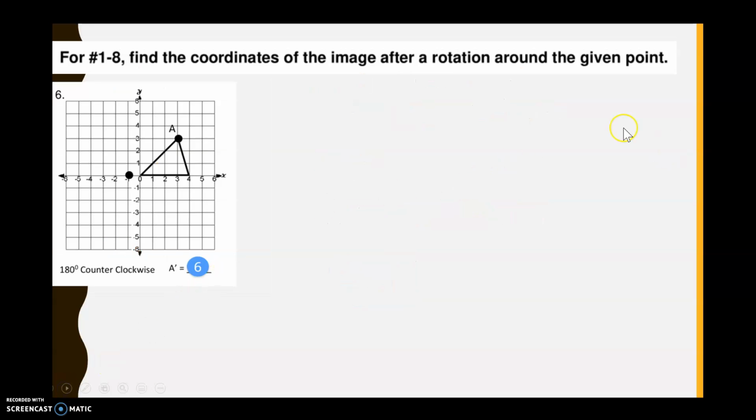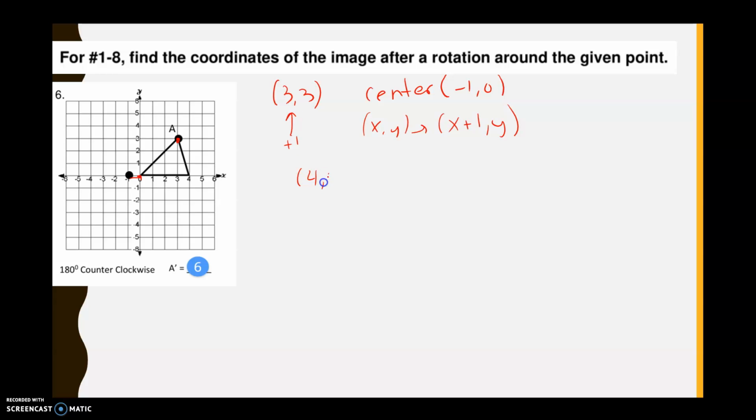Number 6, same idea here. My point that I'm looking at is 3, 3. My point here, 3, 3, and my center is -1, 0. First thing I want to do is I want to get this point back to my origin, which means my translation is going to be x + 1, y. Nothing's happening with my y because it's already at 0. So all I'm going to do is I'm going to add 1 to my x here, which is going to give me 4, 3. So 4, 3 means I'm right here.